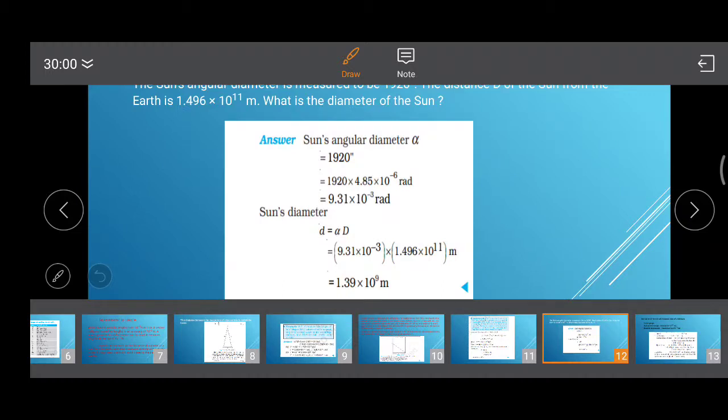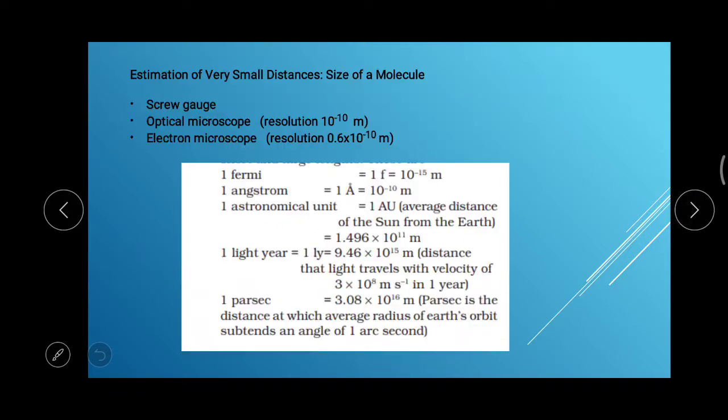Now let us come to the next portion, that is estimation of very small distances. You have seen that for measuring the distance between the sun or some celestial object and earth, it is not possible to measure those distances using a meter scale or other equipment. So the parallax method is there to find the distance between earth and some celestial body.